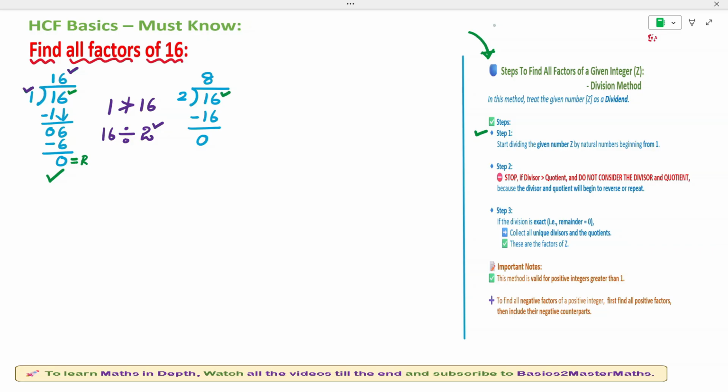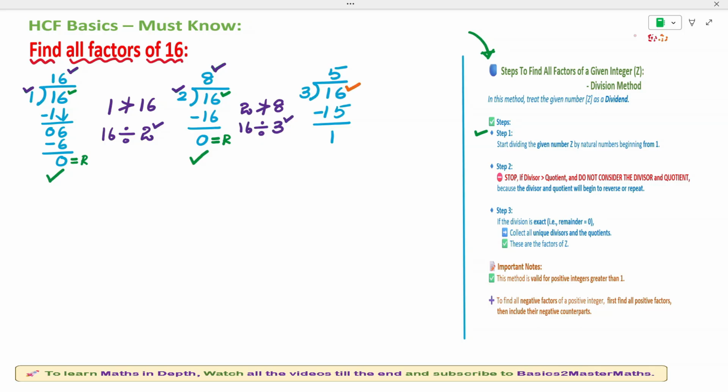When we divide 16 by 2, we get 8 as the quotient and 0 as the remainder. So, this division is exact. In this case, the divisor 2 is not greater than the quotient 8. So, divide 16 by the next natural number 3.